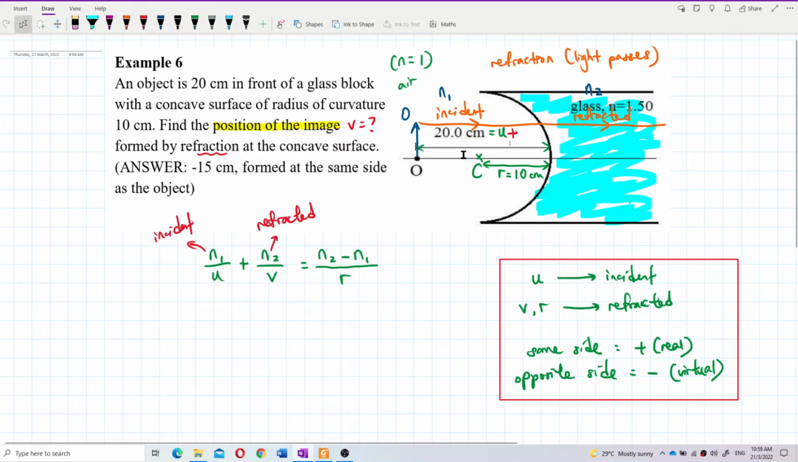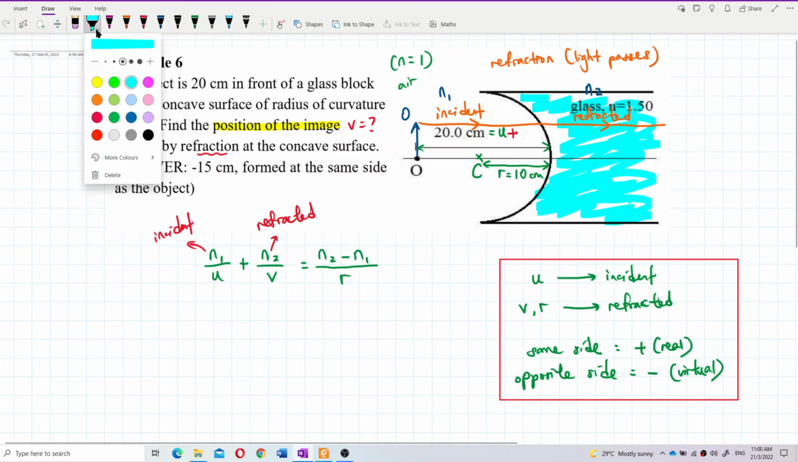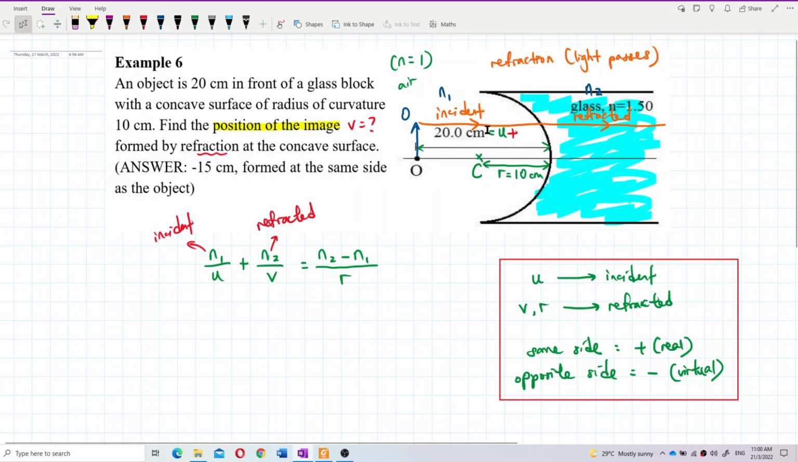Okay. And then how about the radius? Radius for concave surface in refraction. This radius is over here. So it is at the side of incident ray. It is not at the same side with refracted ray. See that? So the radius compared to who? Radius compared with refracted ray.